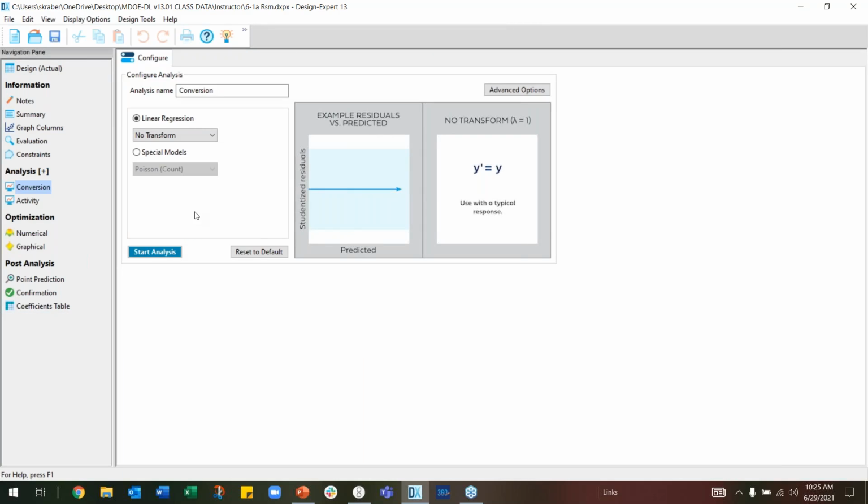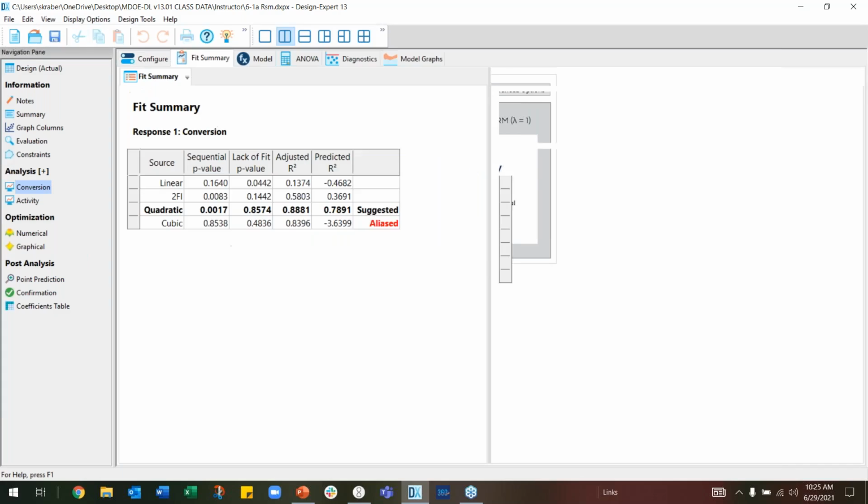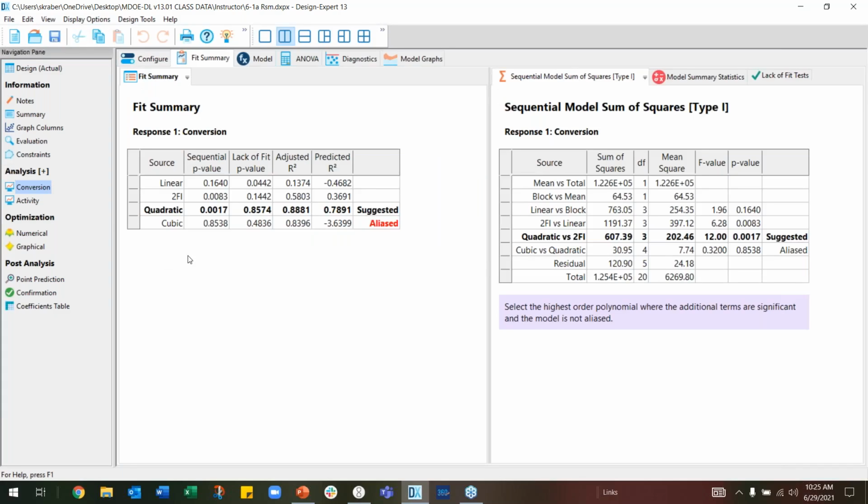And we will start the analysis. So we're going to come down here to conversion. This is version 13, so we're going to click on the Start Analysis button, which brings us to our fit summary.